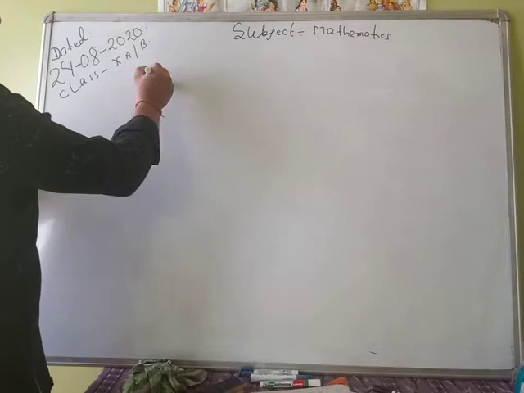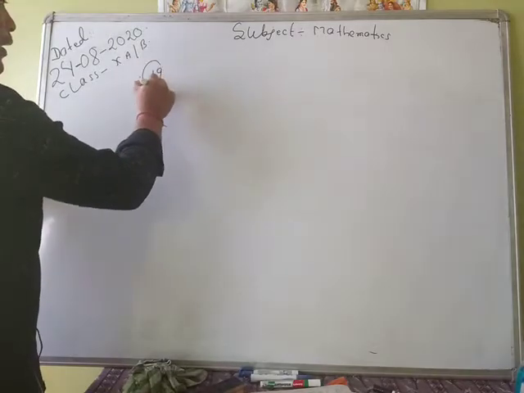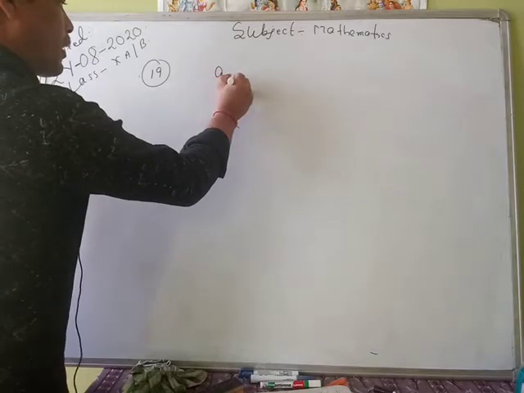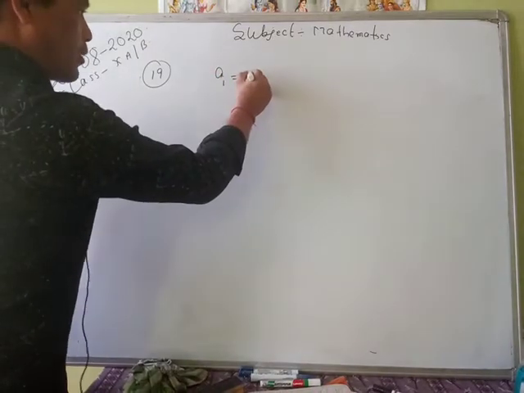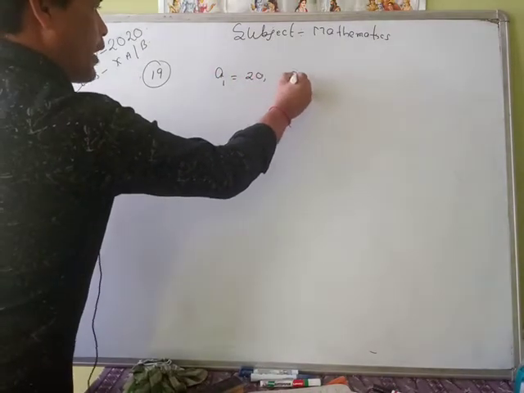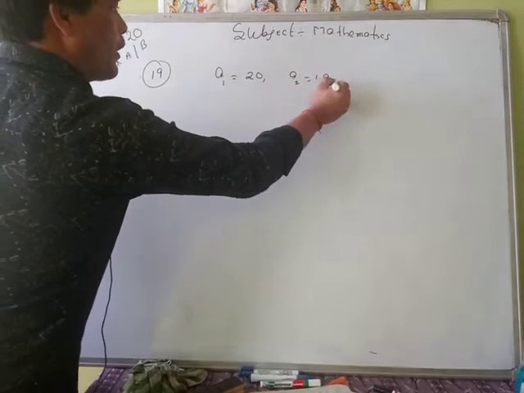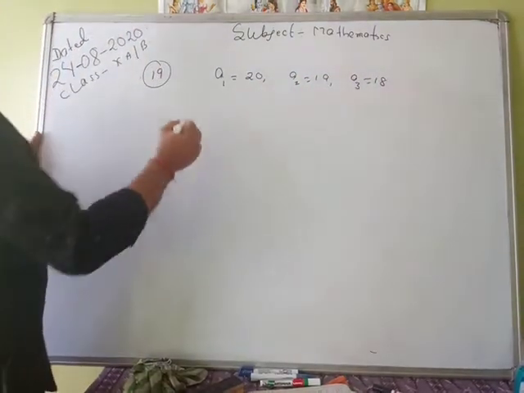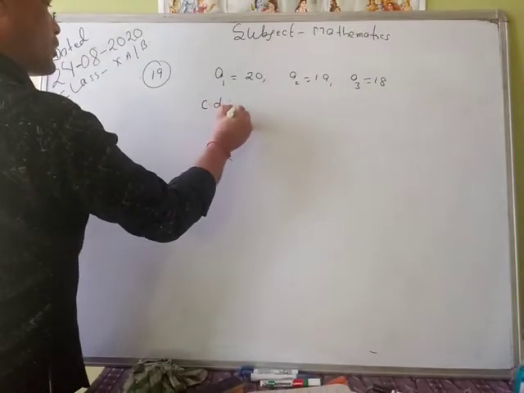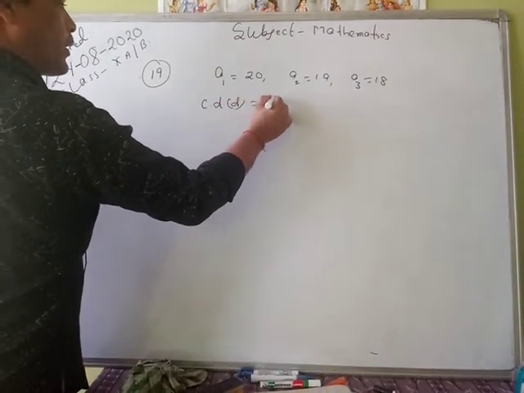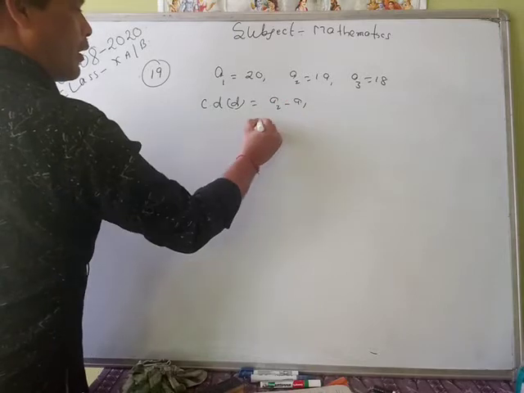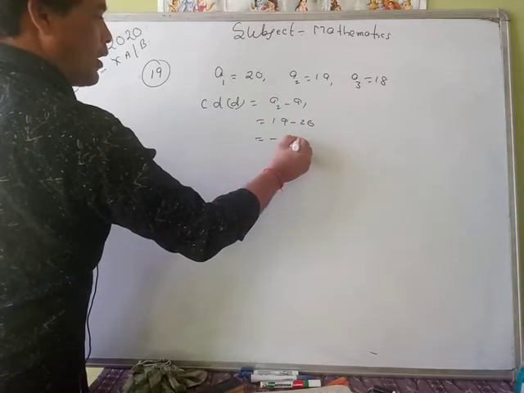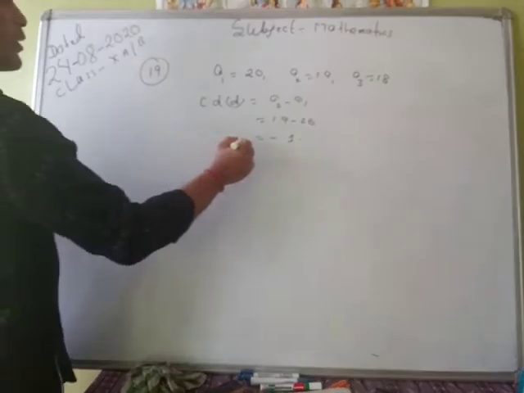Then in question number 19, our bottom row मा लास्ट मा कति छ, question is tell us that 20, and second row मा 19, third row मा 18 छ. Then we have to find out the common difference. D is equal to A2 minus A1, that is 19 minus 20 equal to how much? Minus 1. Their common difference is minus 1.